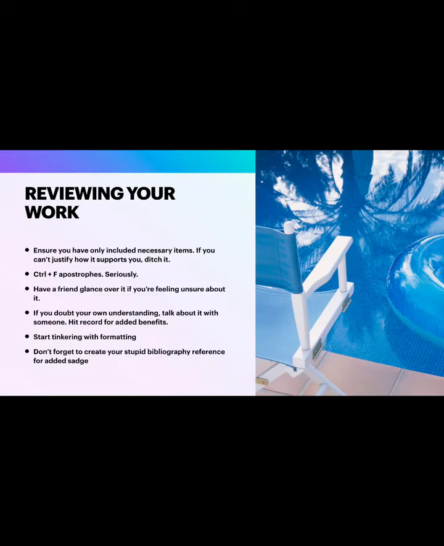Once you've narrowed down your actual paragraph, you're going to want to review this. One of the best things that I've found is to Control F apostrophes, just to make sure I haven't got any conjunctions in there, because academic writing isn't supposed to have that. So you want to make sure that is gone, because you may get marked down for it depending on your professor. Have someone have a look.